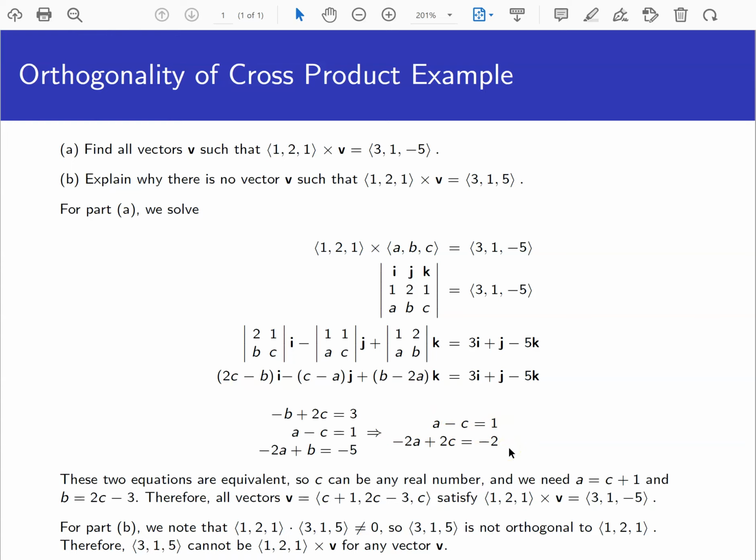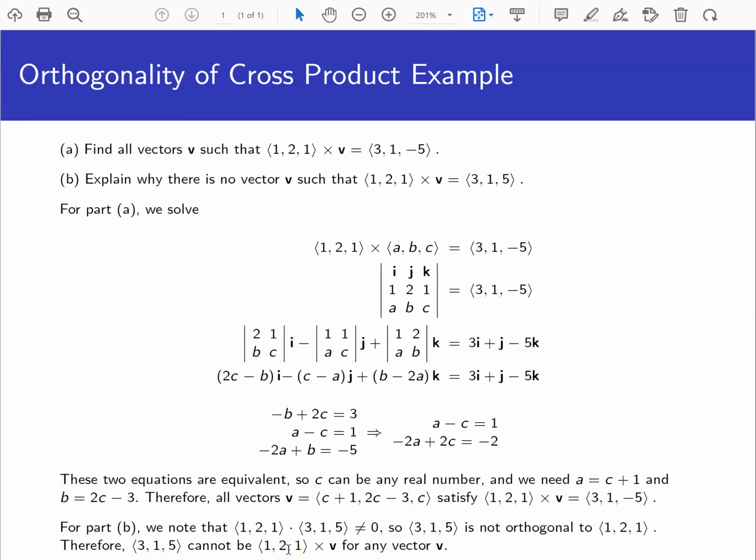So we can choose c to be anything we want. Actually, we could choose a to be anything we wanted as well. But let's think about it in terms of choosing c to be whatever we want. If I do that, then a has to be c plus 1. And if we choose c to be anything we want here, then b has to be 2c minus 3. So any vector of the form (c plus 1, 2c minus 3, c), for any real number c, will satisfy the equation.